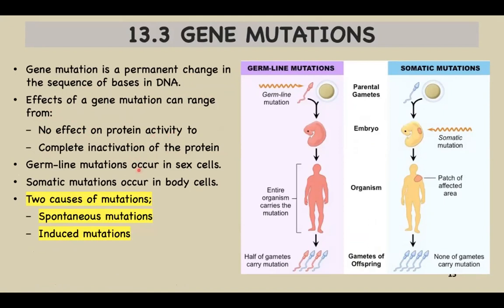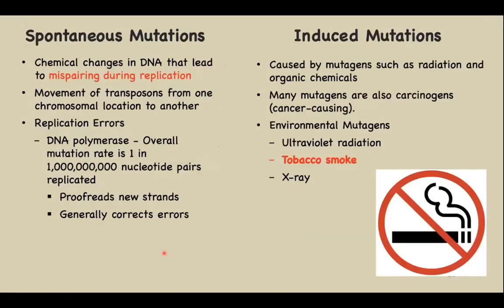Okay, there's two types of mutation dekat sini. Spontaneous and induced. So when people say germline mutation, you have to refer it to sex cells. Okay, gametes. Kalau somatic mutation, you link it to the body cells. Okay, this is the gametes. Okay, so two causes of the mutation. It can happen spontaneously and it can be induced mutation. Okay, apa beza dia? Spontaneous and induced.